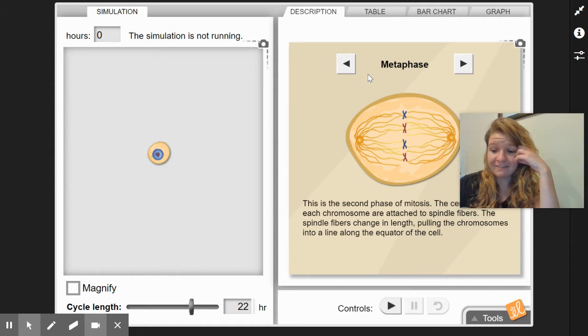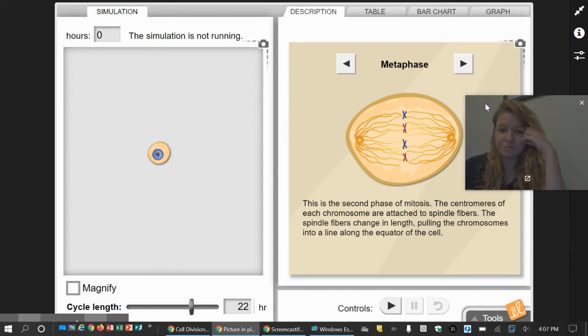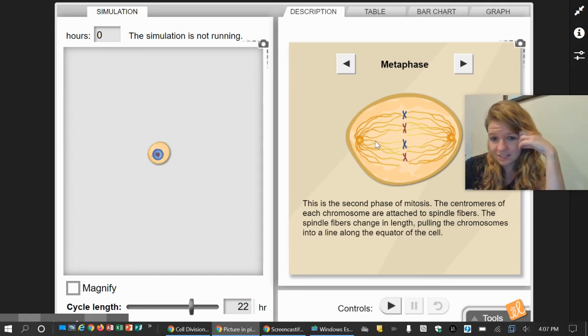Moving on next to metaphase. Metaphase is really easy because you're going to think meta, middle, because this is the second phase of mitosis. The centromeres start to attach to these spindle fibers. So those spindle fibers are attaching to these centromeres right here in the middle. And then the spindle fibers start to change in length and they pull the chromosomes into a line.